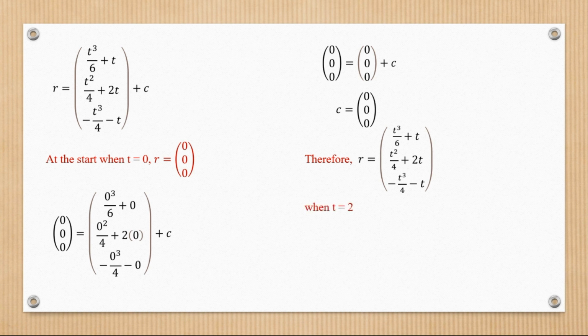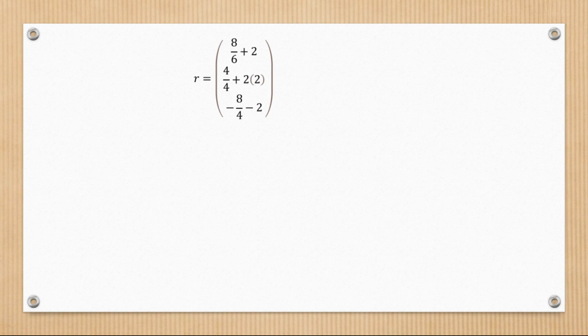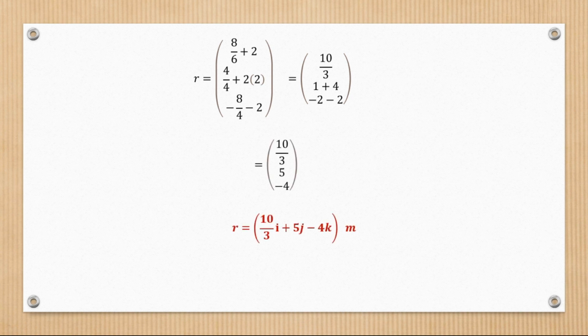So now when t is equal to 2, I'm going to plug in a 2 where there is the value of t. So I'll have this value. Add that together and I'll have 10 over 3, 1 plus 4 and negative 2 minus 2, which will give me 10 over 3, 5 and negative 4, of which r shall be 10 over 3i plus 5j minus 4k meters, and that is the answer they wanted.